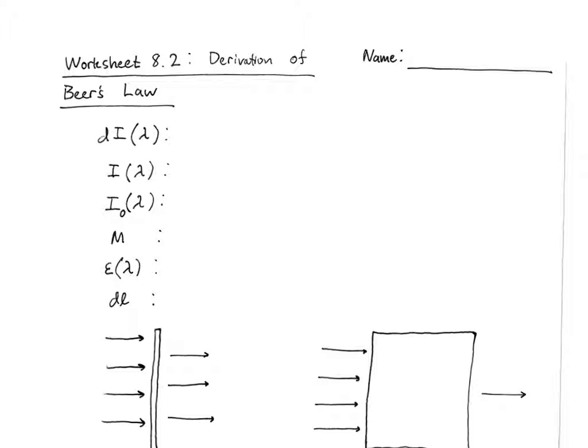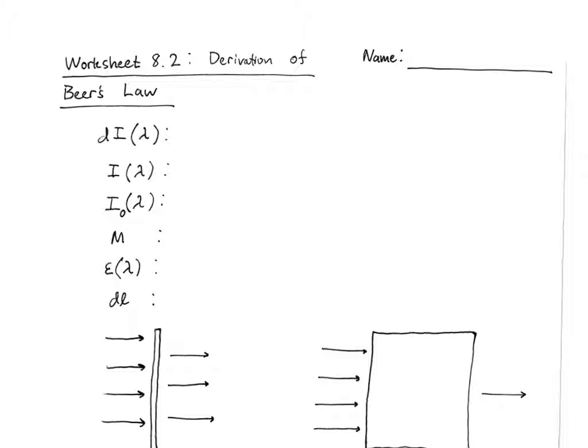Hi everyone, this is Worksheet 8.2, Derivation of Beer's Law. And this is going to be an interesting worksheet because this is one of the only cases, possibly the only case in this class where we're actually going to solve a differential equation. And we've seen a lot of differential equations, we've seen a lot of solutions to differential equations, but on this one we're actually going to solve it because it's one of the types of differential equations that are possible to solve in a relatively short period of time.